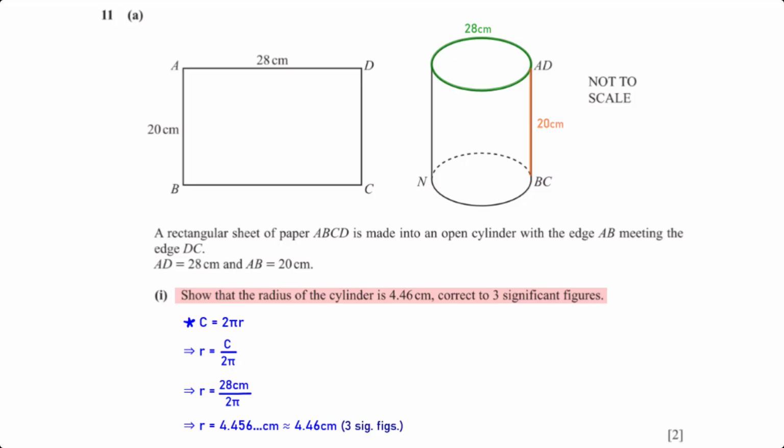We know the circumference of the circular ends of the cylinder and we want to find r, which we can get using the formula of a circle. When we make r the subject, this is what we get. The circumference C is 28 centimeters. When we type this into the calculator, this is what we get, which is approximately 4.46 centimeters, rounded to 3 significant figures.